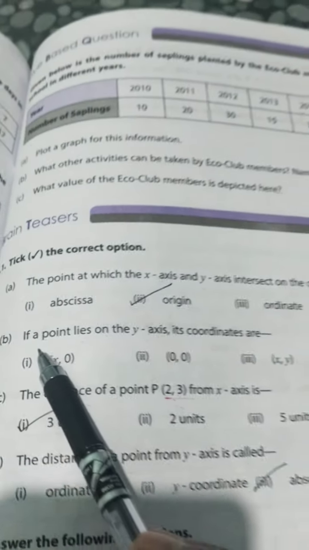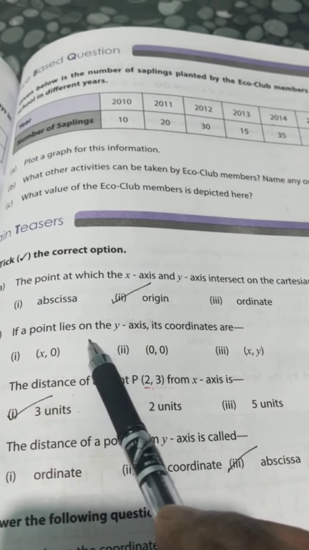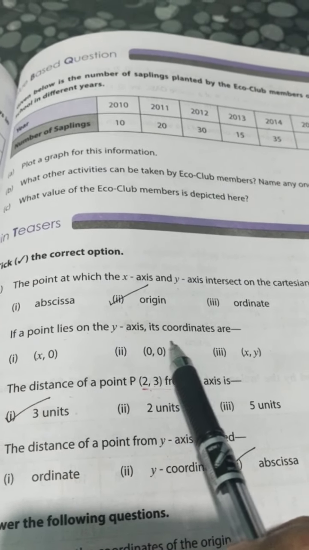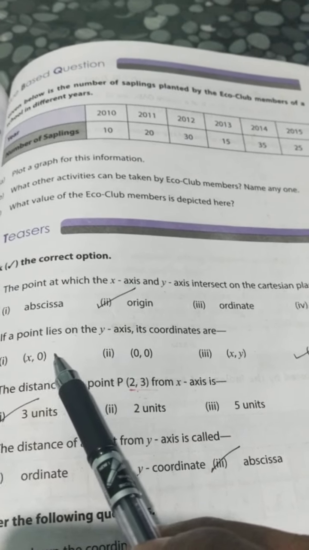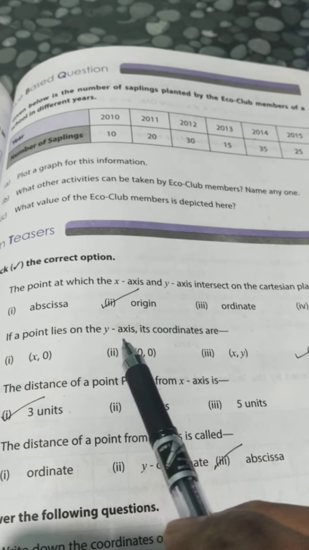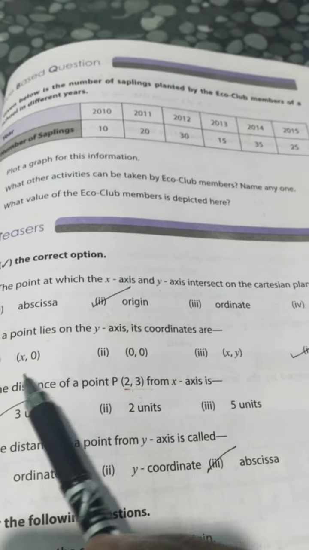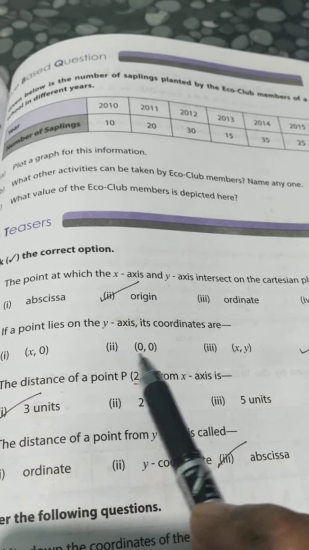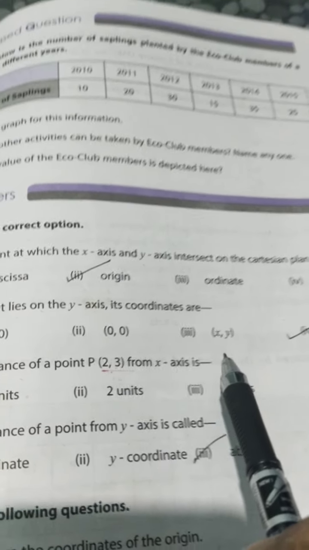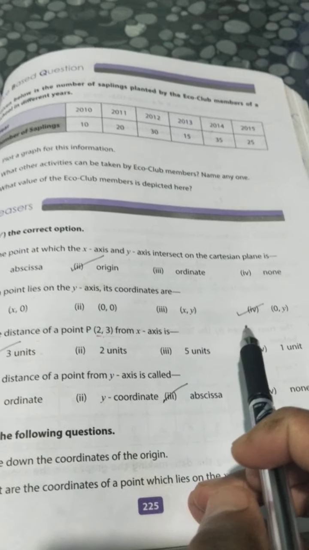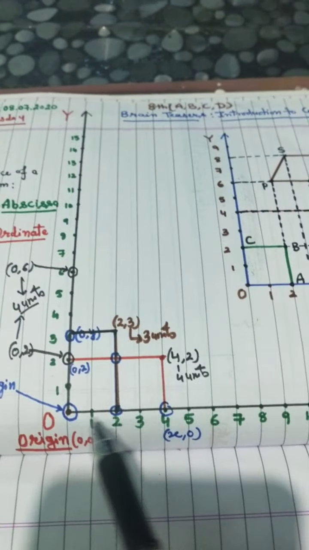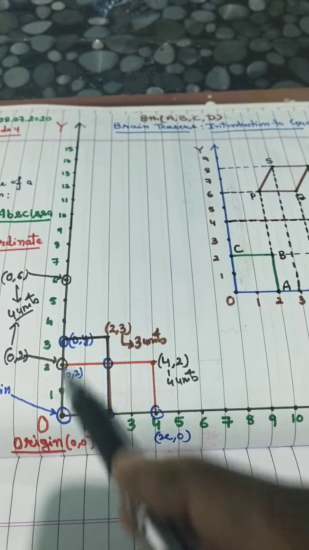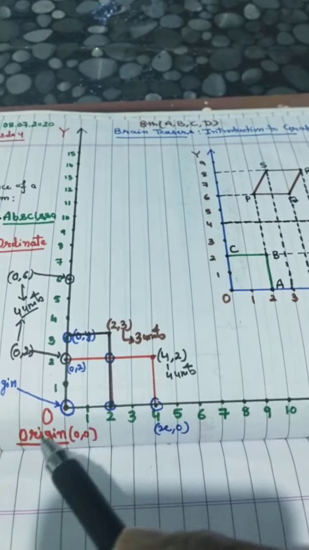Second, if a point lies on the y-axis, its coordinates are: (x, 0), (0, 0), (x, y), or (0, y). Now, this is the x-axis, a horizontal line, and this is the y-axis, a vertical line.